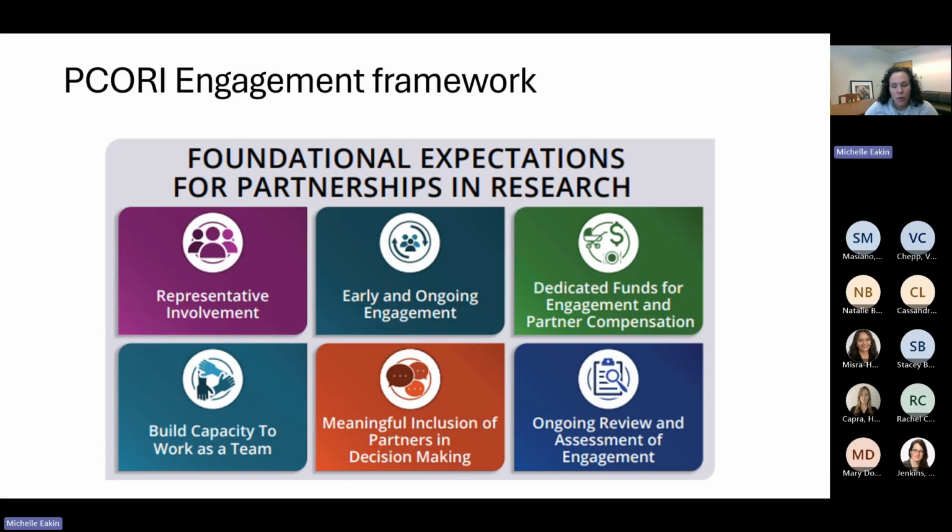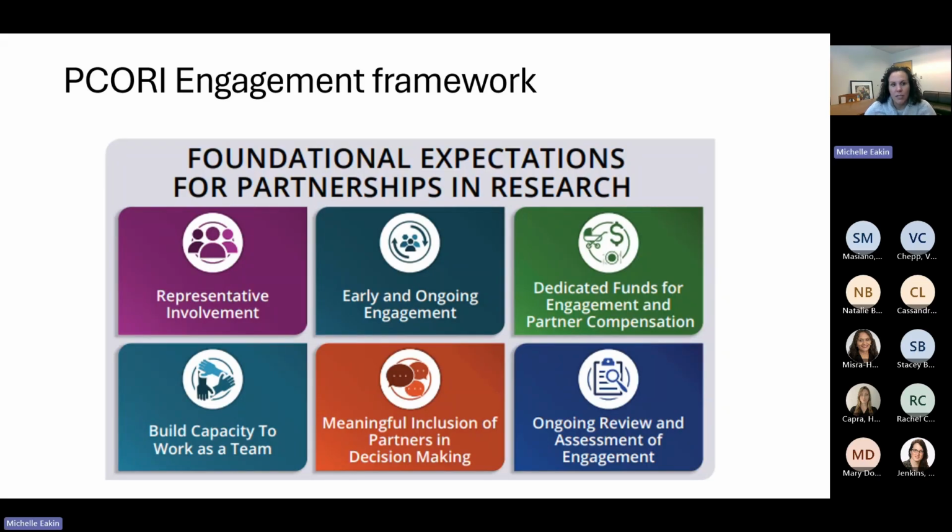PCORI likes to see dedicated funds for the engagement and partner compensation. They're important members of our team, and we should compensate them for their time. Then there's building capacity to work as a team. That might need some pre-planning work to really develop that team membership and that team group, particularly built on those community engagement principles I discussed.